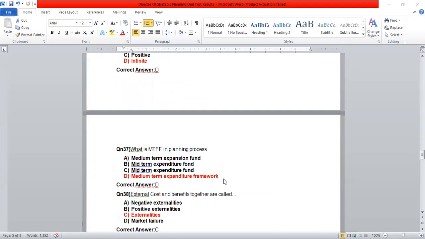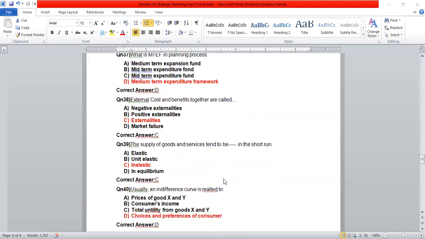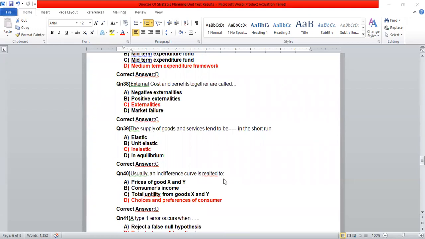Question 38. External costs and benefits together are called externality. Question 39. The supply of goods and services starts to be inelastic in the short term, or in the short run. Question 40. Usually, an indifference curve is related to the choice and preference of the consumer.